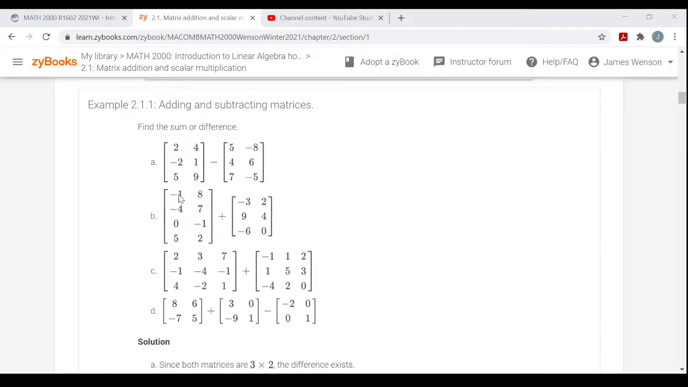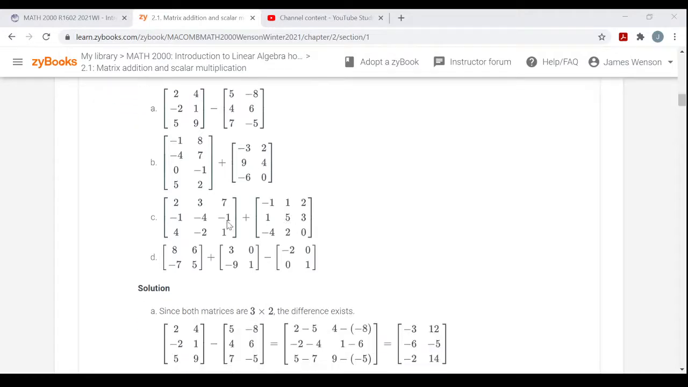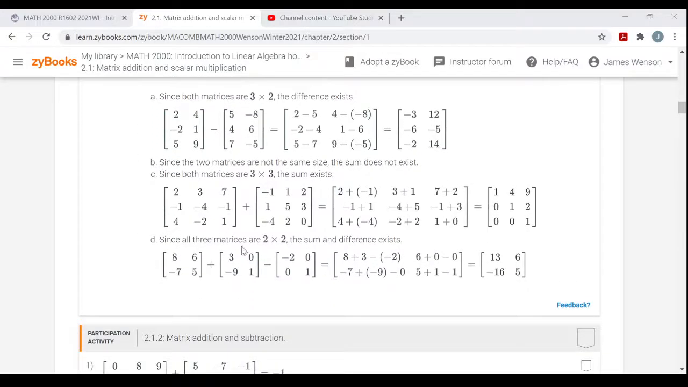Example B here. See, this is a 4 row, 2 column matrix, 4 by 2, plus a 3 by 2. These don't have the same size, so you cannot add these. This addition is undefined for part B. You can do more than 2 if you want, but see how all these have the same size in part D, 2 by 2 plus a 2 by 2 minus a 2 by 2. You can make a new 2 by 2 and then take 8 plus 3 minus -2, 6 plus 0 minus 0, -7 plus -9 minus 0, and then 5 plus 1 minus 1. It's very simple. And again, they go through the problems here.